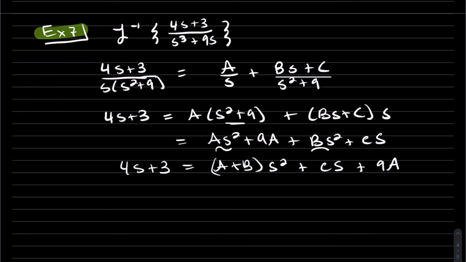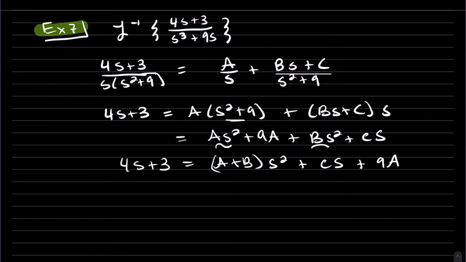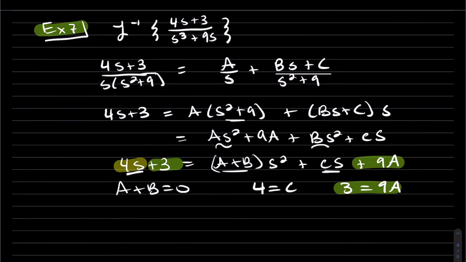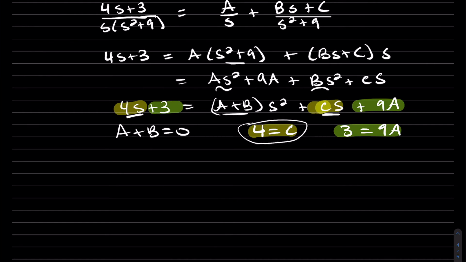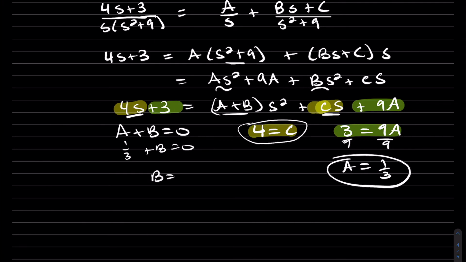So we can see here that there's no s squared term on the left. So A plus B is equal to 0. Our s term, 4 is equal to C. And my constant, 3 equals 9A. For s, 4 is equal to C, the coefficients are equal. So we got 4 equals C, and A is 3 divided by 9, 1/3, and B is minus 1/3.